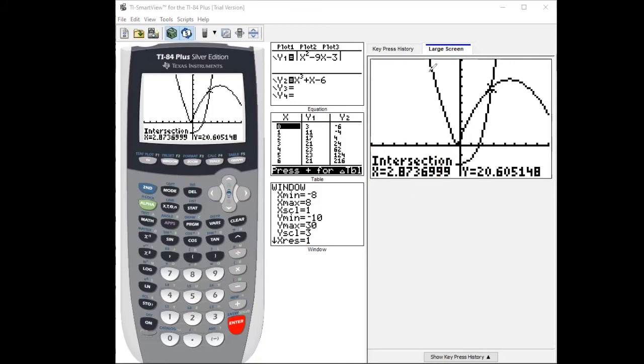Okay, so that's all you have to do. You put the left side as y1. You put the right side as y2. You draw them. Make sure that you see where they meet in the window. You may have to mess with the window to make sure you get where they meet. And then after that, second, calculate and intersect. And then you're good to go.